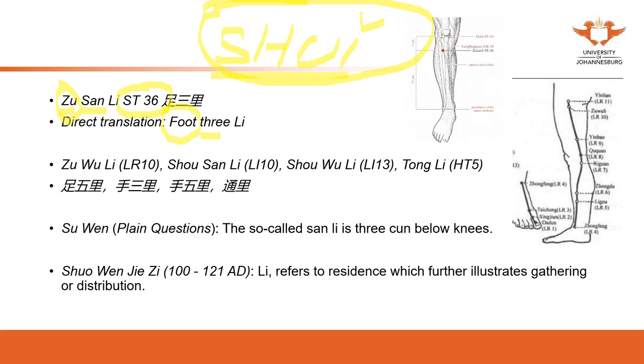There's one explanation that I heard from some of our students: Li means miles. So from this explanation, if you needle this point, you can walk another 3 miles. This is why this point can strengthen the qi, because once your qi is strengthened, you can walk longer. But when you hear this kind of explanation, you need to doubt whether this explanation is correct or not.